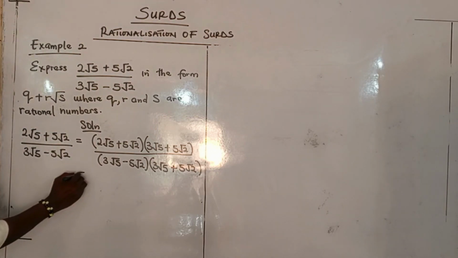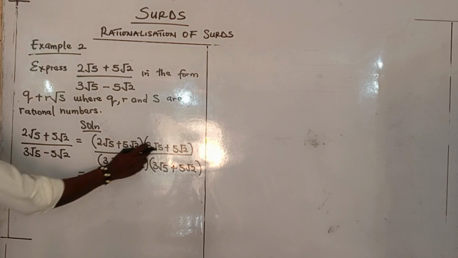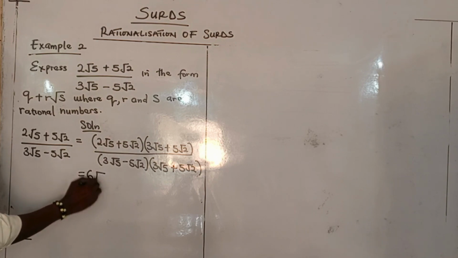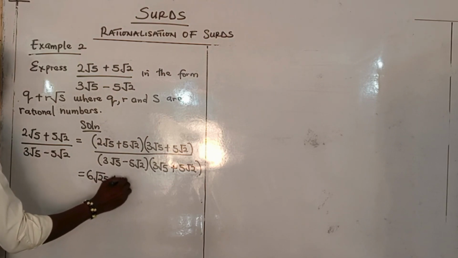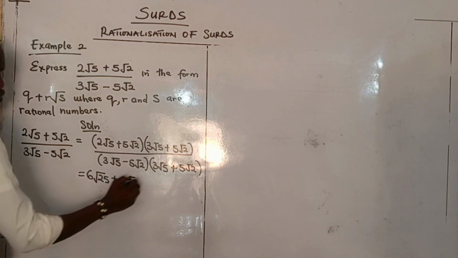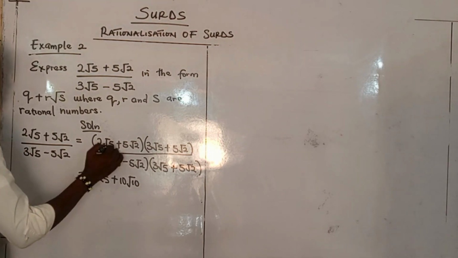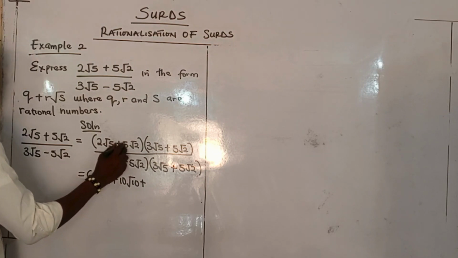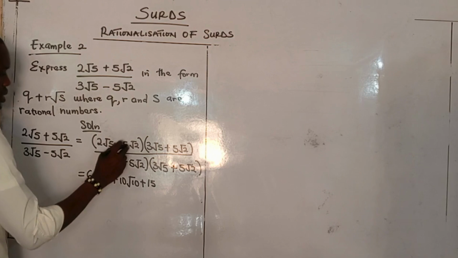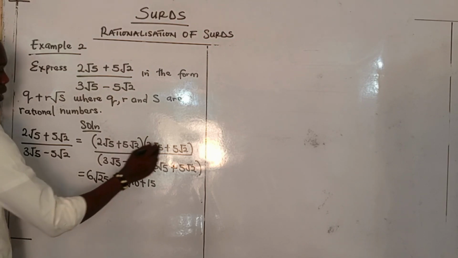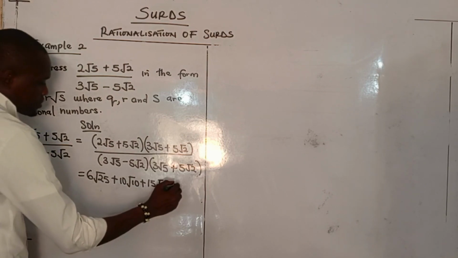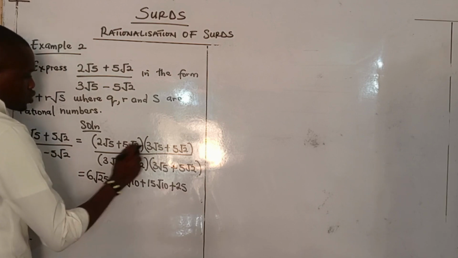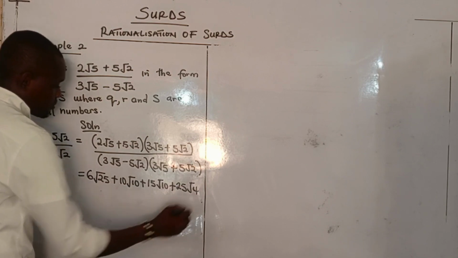So by the time we expand the bracket now, 2 times 3 will give us 6. Then 5 times 5 will have 25. Then we'll have our plus. 2 times 5 is 10. Then 5 times 2 is 10. Then we're going to have this plus here. 5 times 3 is 15. Then 2 times 5 is 10. Then plus 5 times 5 is 25. Then 2 times 2, we are going to have 4.